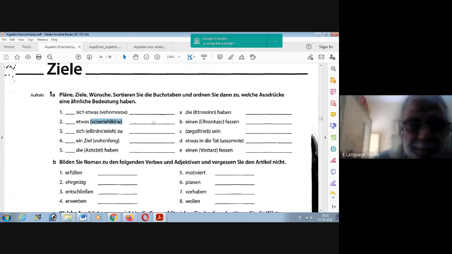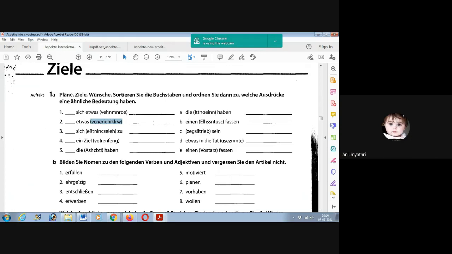Verwirklichen. Also Träume verwirklichen, zum Beispiel. Ich verwirkliche meine Träume, ich verwirkliche meine Wünsche. At some stage they become real. I realize my dreams, I realize my wishes. Yeah.